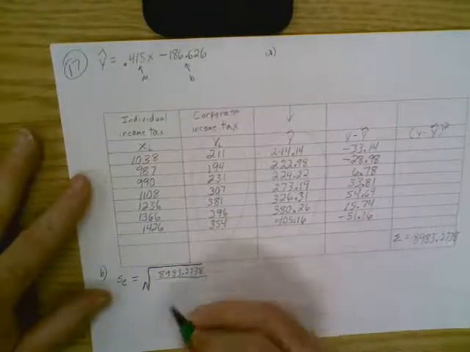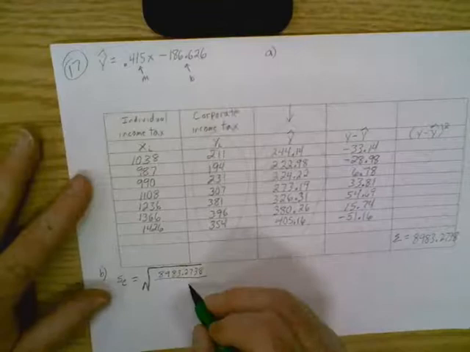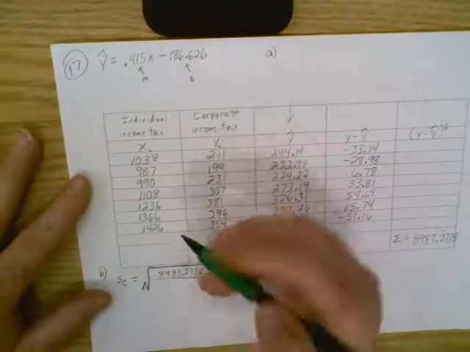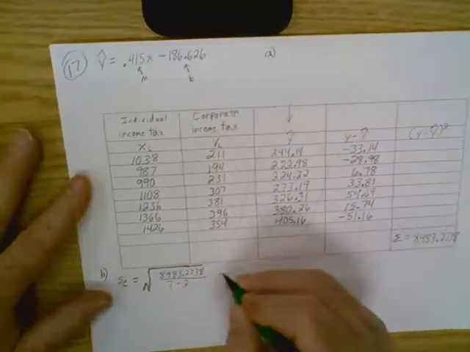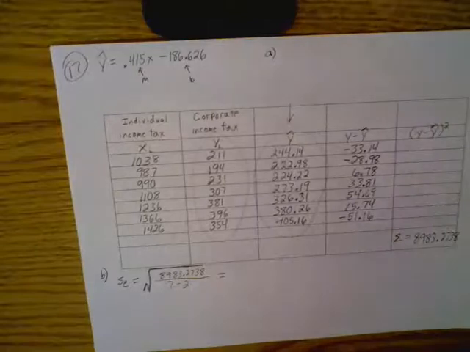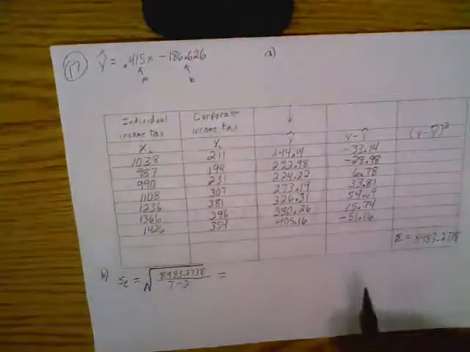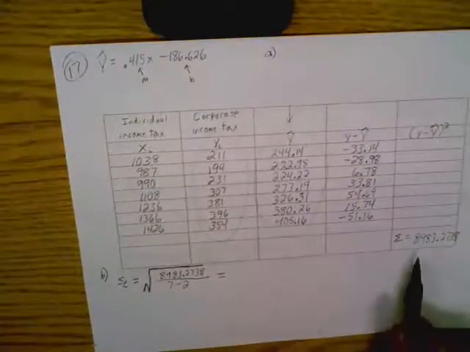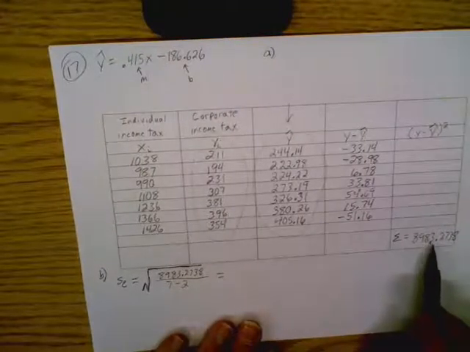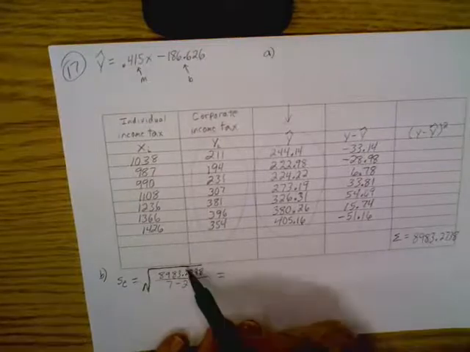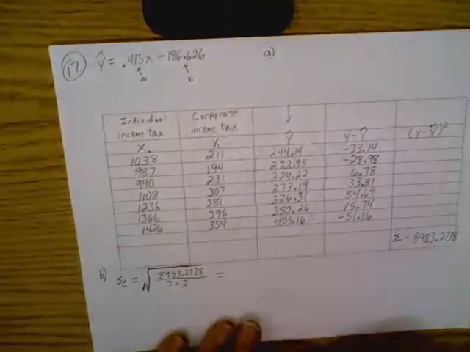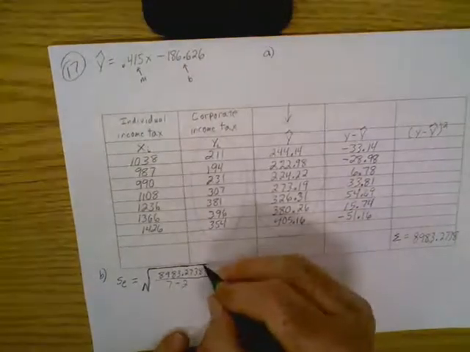8,983.2738. Then on bottom is n minus 2. Well, n this time is 1, 2, 3, 4, 5, 6, 7. So 7 minus 2 on bottom. Remember, this is your unexplained variation. That's what we're trying to come up with. That's what goes on top of the standard error formula, is the unexplained variation.